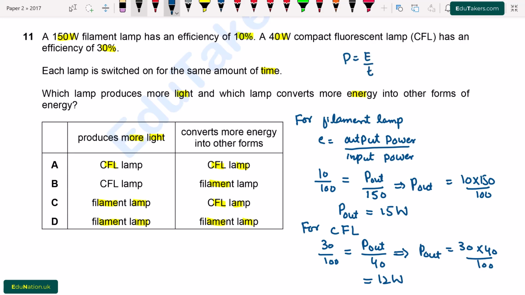It means that more energy is produced by the filament lamp as compared to the compact fluorescent lamp. And also it converts more energy into other forms of energy. From here, option D is correct.